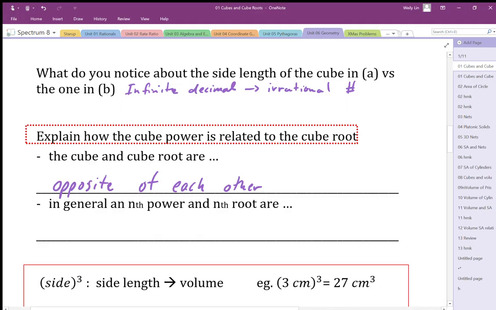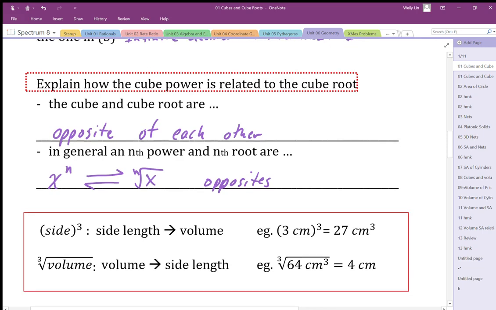And then we could also say, in general, an nth power and nth root are also opposites. So if I have something like x to the power n, and the nth root of x, they are opposites of each other. Again, they are what we call inverses. We can undo any power. So although we're going to focus on cubes, we can do this with any power. We can go to power 4, power 5, etc.